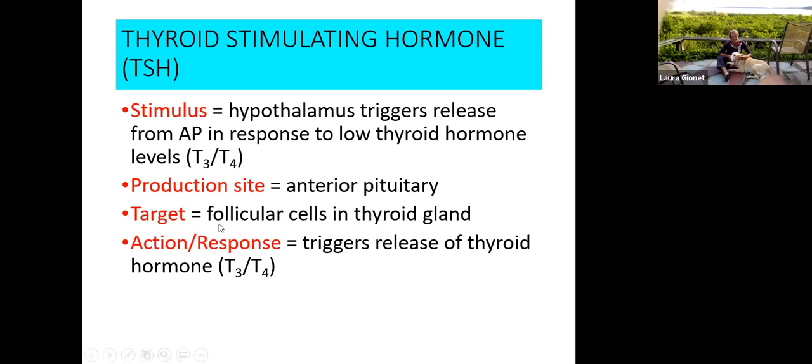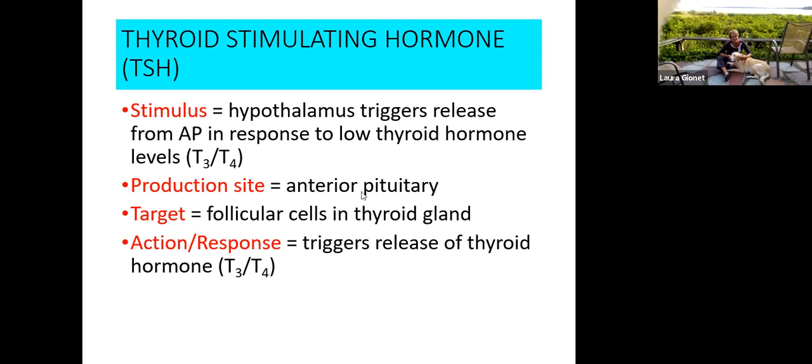It targets follicular cells of the thyroid gland. And the response is going to be to release more T3, T4 and elevate the level back to a normal range. When we get to the thyroid gland, we're going to look at what T3, T4 do. And so this is a two-step process. Right? We do this for the thyroid gland, and we do it for adrenocorticotropic hormone in the adrenal cortex.